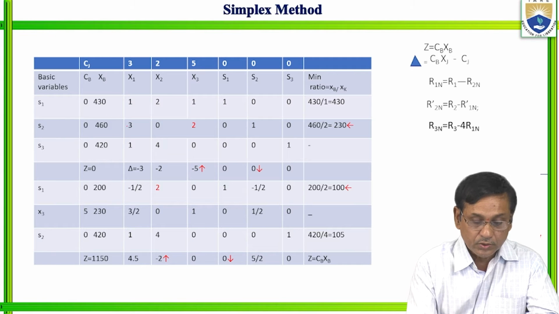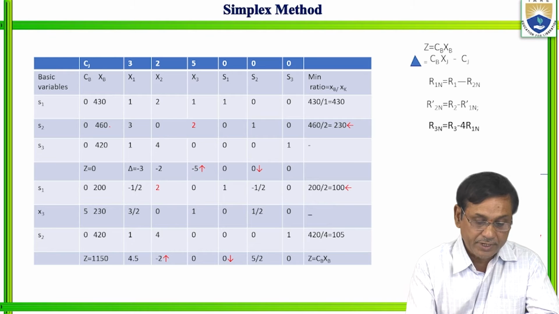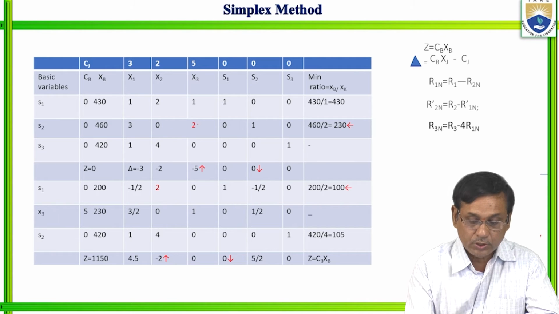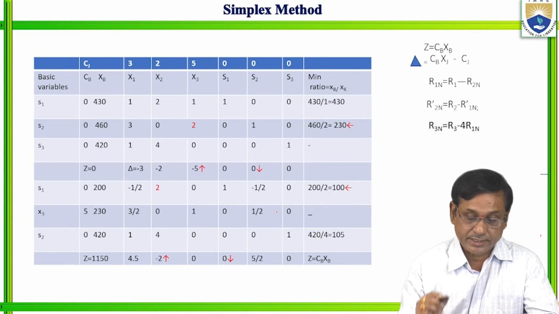Here, this is the key row. That entire row should be divided by 2: 460 by 2, 3 by 2, 0, 2 by 2, 0, 1 by 2, 0. So that entire row is written here. The row is 5, 230, 3 by 2, 0, 1, 0, 1 by 2, 0. That is the second row.